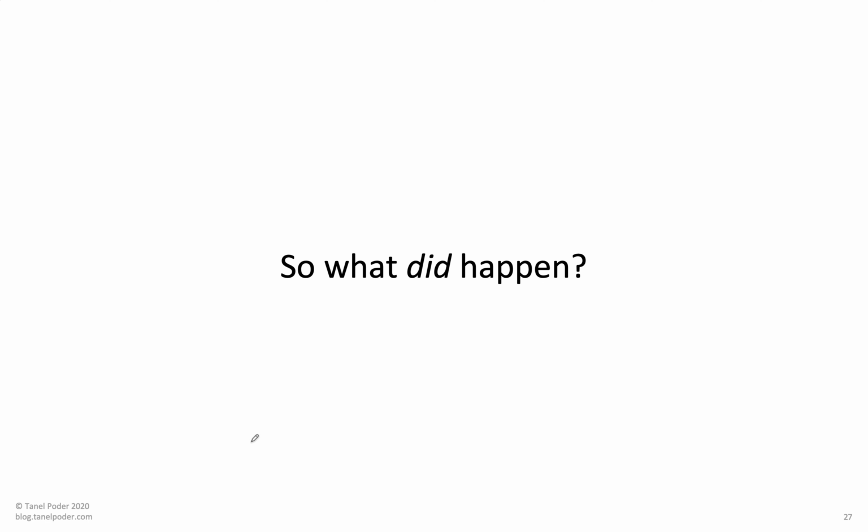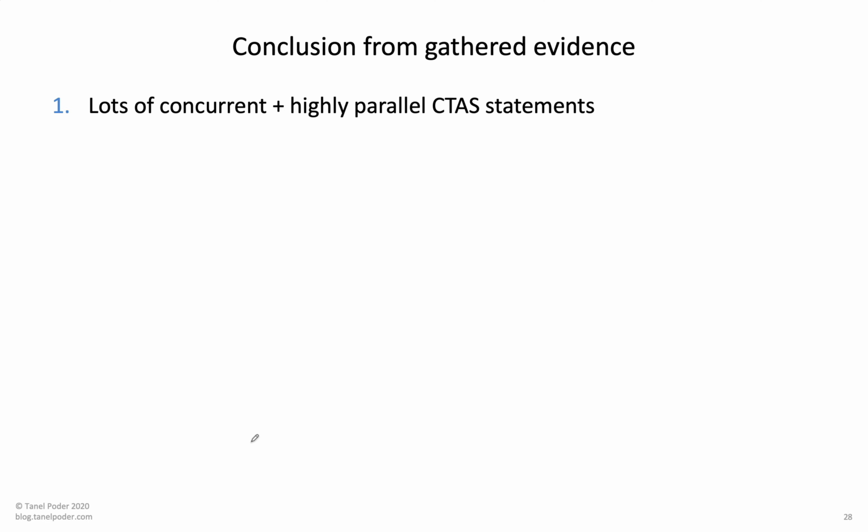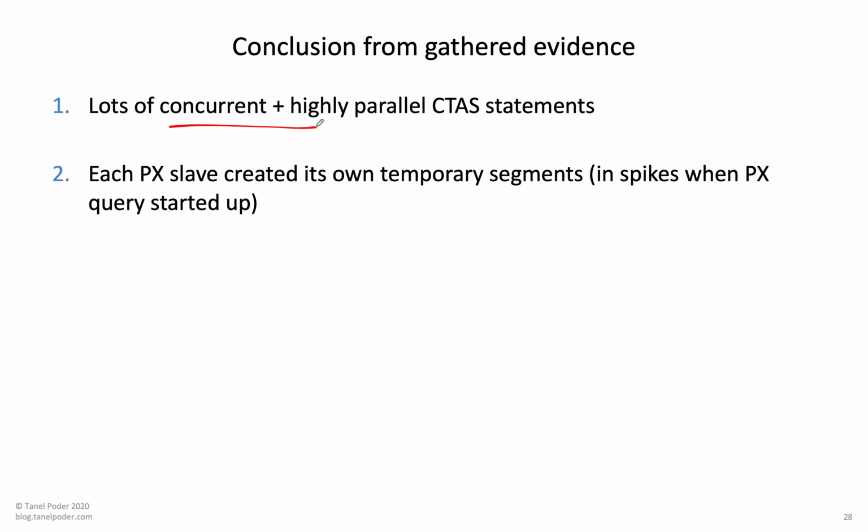Anyway, so what did happen? And I'm almost done then. We had lots of concurrent, highly parallel CTAS statements. Each parallel slave created its own temporary segment. And in spikes, when they ran their batch job, they had many queries with parallel degree 96 and more. At some point they had even more.